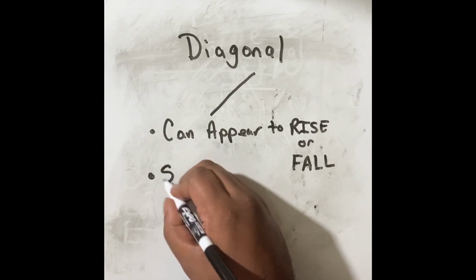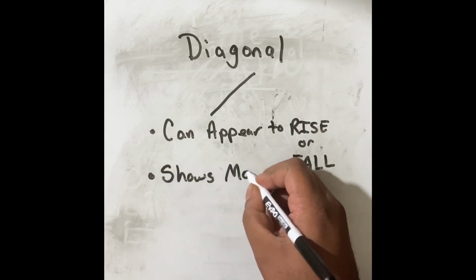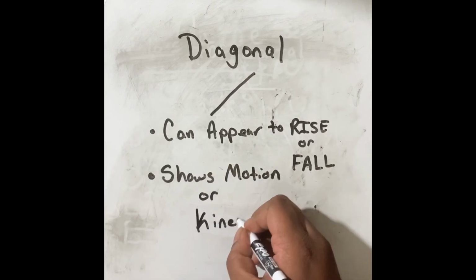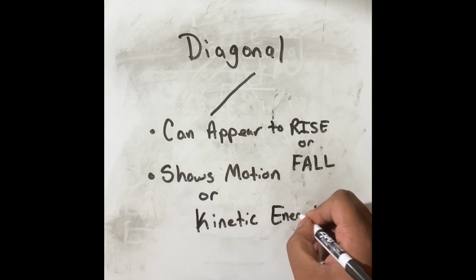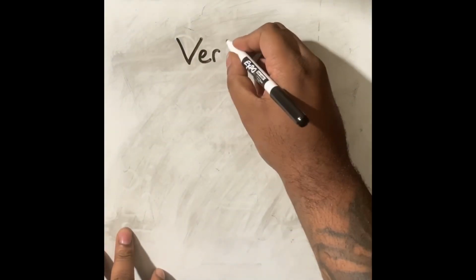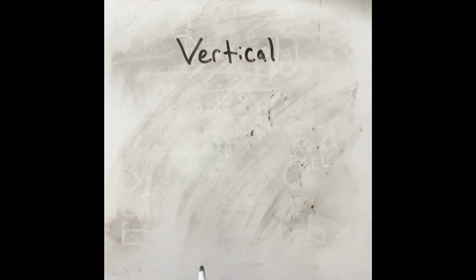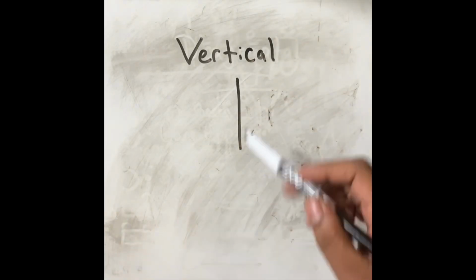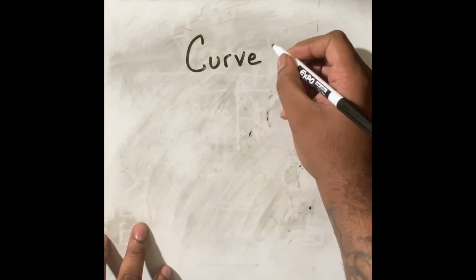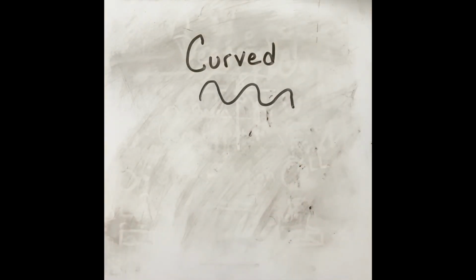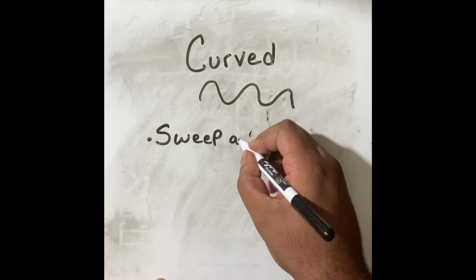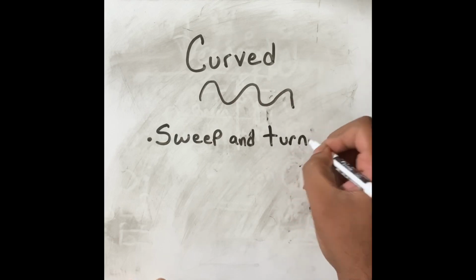It can also show motion, or as Mr. Don Gilly would say, kinetic energy. Our next line is vertical. A vertical line goes up and down. After that, we have curved lines. They sweep and turn gracefully between endpoints.